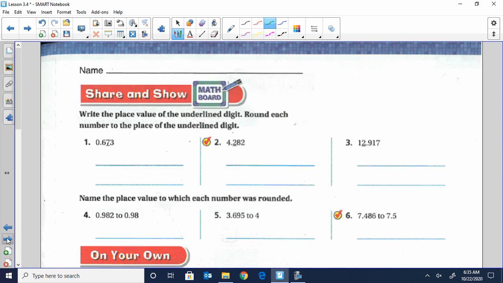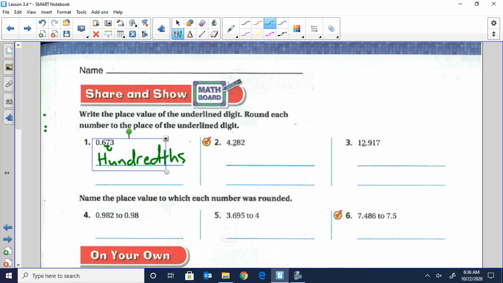On the next page, the share and show: write the place value of the underlined digit, and round each number to the place of the underlined digit. So first we're going to name the place value. Okay, so this will be key. If you need to look back to your place value chart, you can. But name the place value that is underlined, and then we're going to round it to that place value. So in number 1, the 7 is underlined. The 7 is in the hundredths place, because the 6 is in the tenths, so the 7 would be in the hundredths.